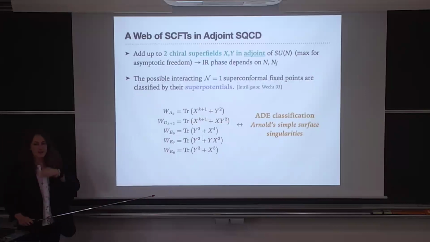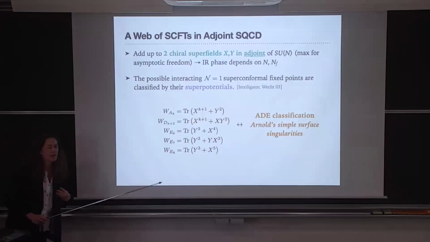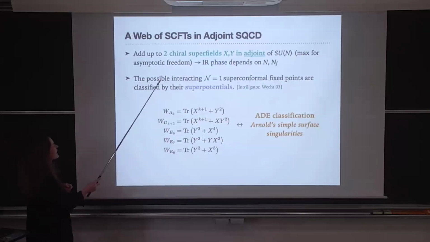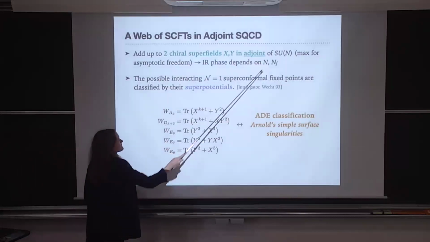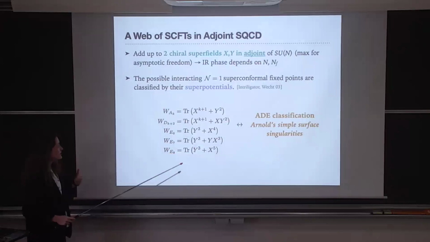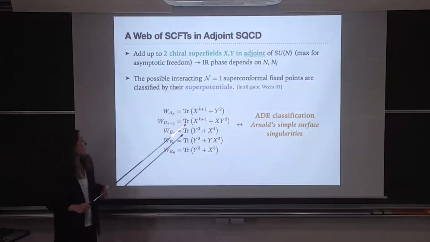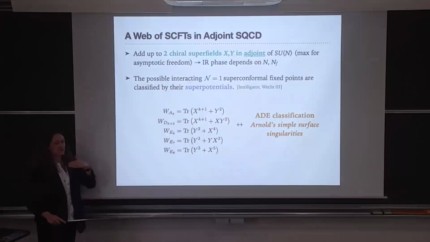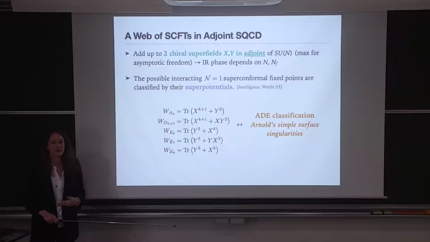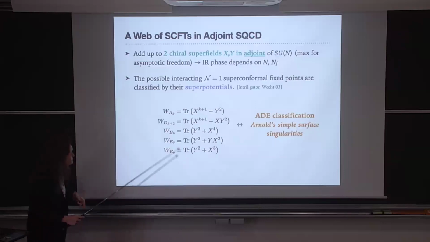So the theories that we're interested in today are cousins of N=1 SQCD, where I add chiral superfields in the adjoint representation of the SU(N) gauge group. In general, I can add at most two such adjoint chiral superfields and still be compatible with asymptotic freedom, which we want because we want to do something interesting. We want to study an asymptotically free theory.